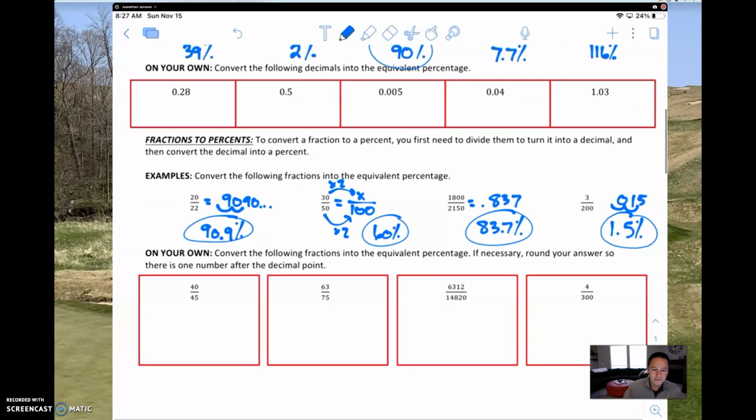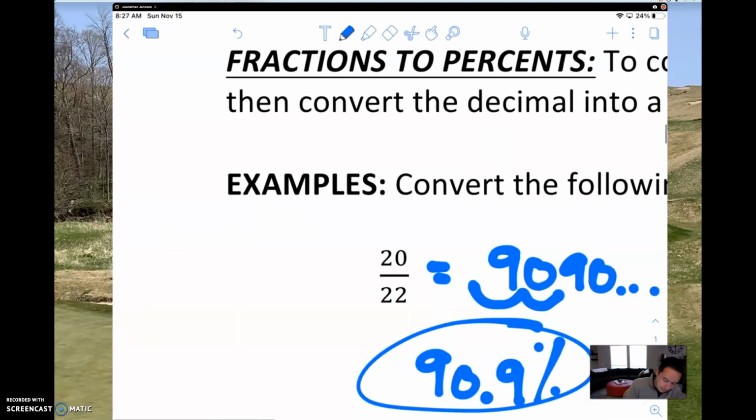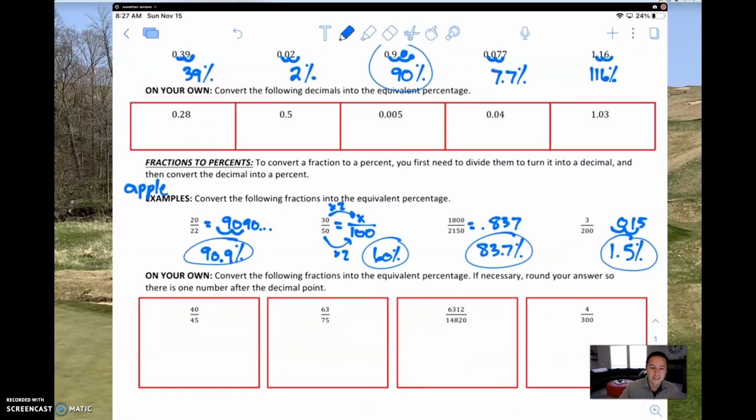There are a couple of them for you to do on your own. Oh, and as far as the password that you're going to want, since I just got myself a new phone, we're going to use Apple. So your password will be Apple for this assignment. So go ahead and try the next ones on your own.